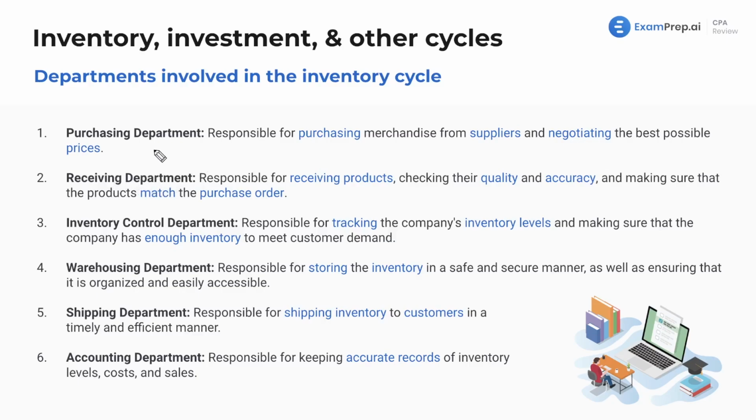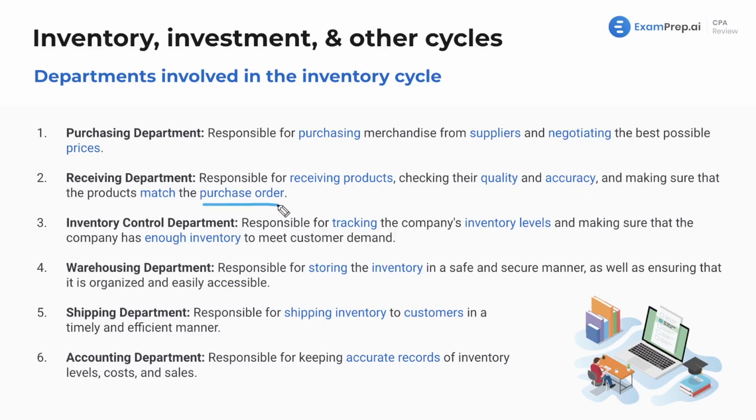The receiving department. So we purchase inventory that we maybe just resell immediately, or we rework it. If we purchase planks of wood, we build chairs out of them and then we sell them. But the receiving department is going to receive the planks of wood or the finished chairs that we're going to immediately sell somewhere else, checking their quality and accuracy, making sure that the products match the purchase order.